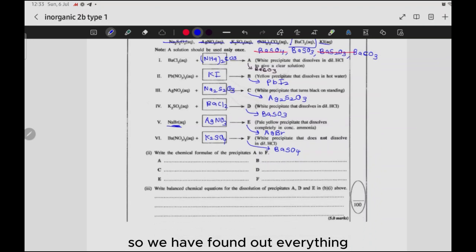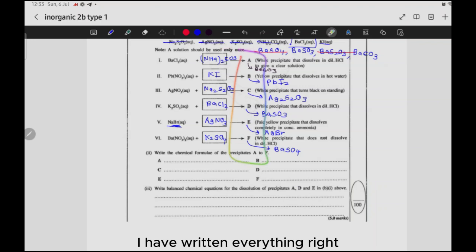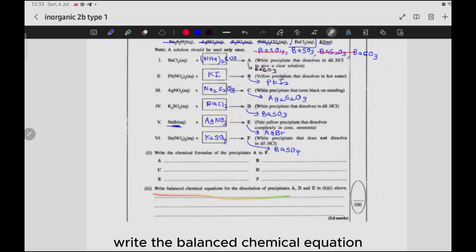So we have found out everything. So let me read the question for you all. Write the chemical formula of precipitates A to F. I have written everything, right? Write the balanced chemical equation for the dissolution of precipitates A, D, E and F.